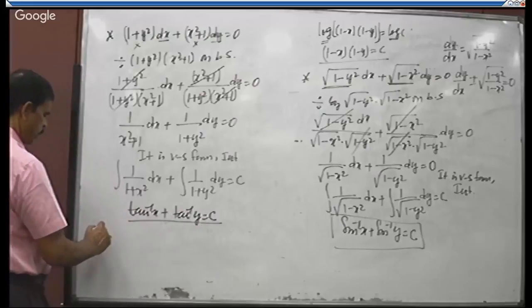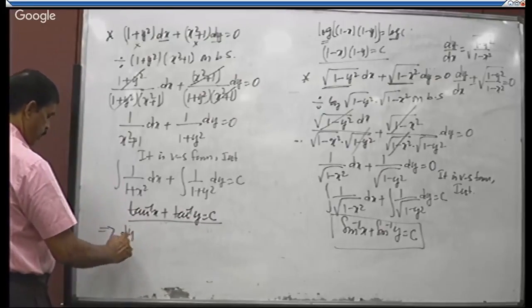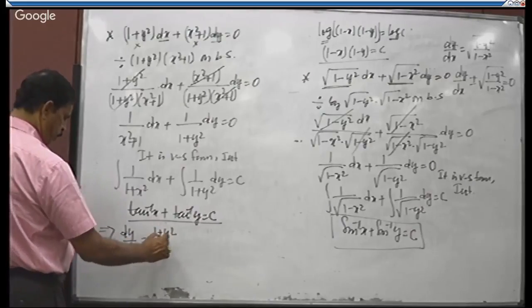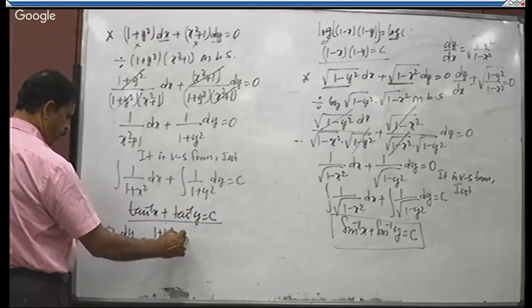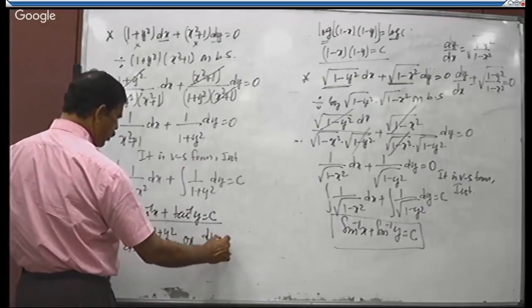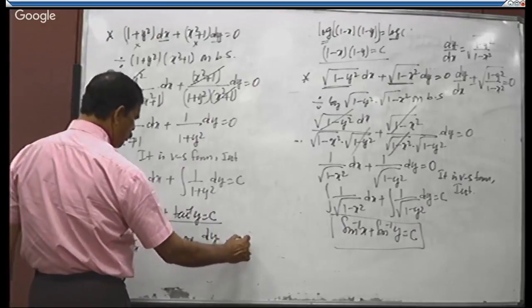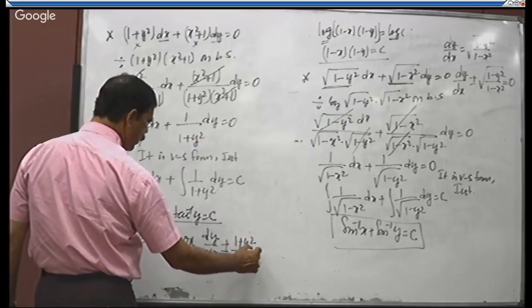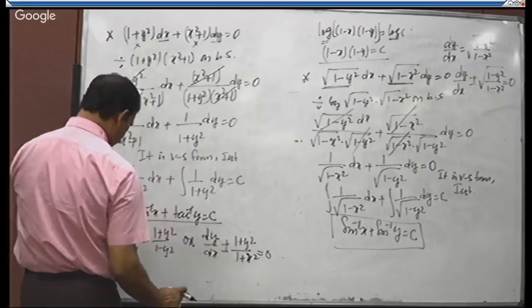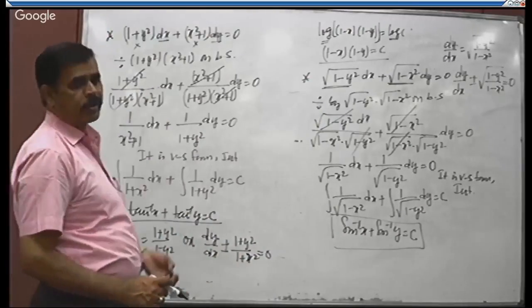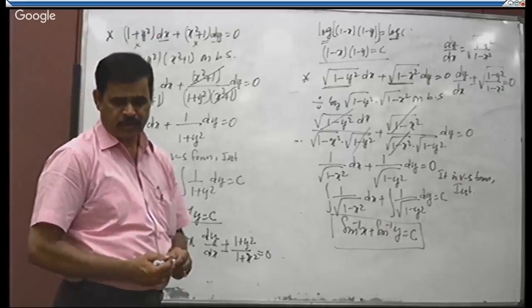The same question will be given like this. Solve dy/dx = (1 + y²)/(1 − y²), or solve dy/dx + or − (1 + y²)/(1 + x²) = 0. So this is also solved like the previous example.